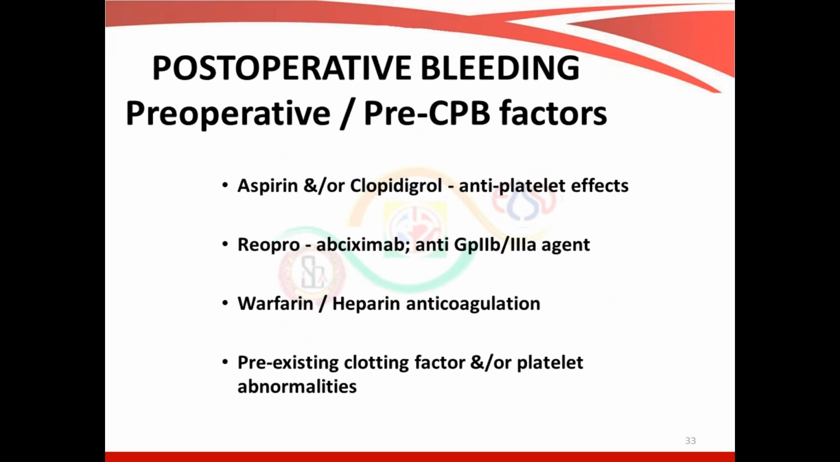So post-operative bleeding, you know the antiplatelet effects of aspirin or clopidogrel. You have ReoPro, abciximab, which are anti-GP IIb/IIIa agents. Your patients could be on warfarin orally or on heparin while the ECMO is on. And pre-existing clotting factors, none of us check. Very few people will check what is the status of all the 9 or 10 pre-operative levels of the coagulation factors. While you put your patient on ECMO, you'll just do a PT, APTT, and INR and say your patient's fit to go on an ECMO.